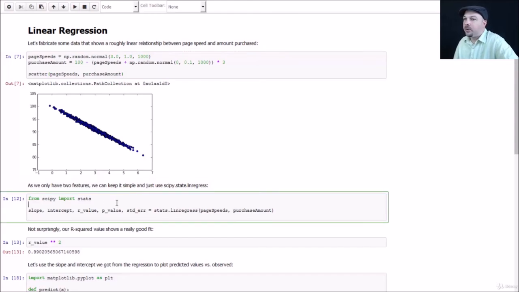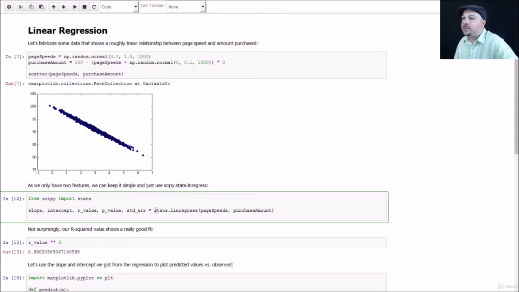Now, we talked about how to do ordinary least squares in linear regression in the slides, but you don't have to do any of that math yourself because the SciPy package has a stats package that you can import. So you can say from SciPy import stats, and then you can just call stats.linregress on your 2 features. So I have a list of page speeds and a corresponding list of purchase amounts. Linregress will give me back a bunch of stuff.